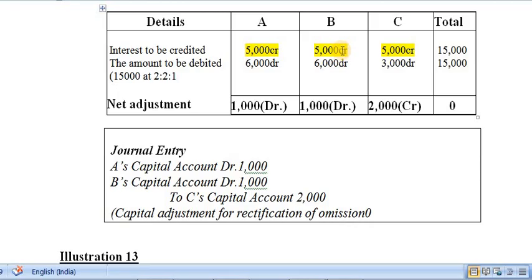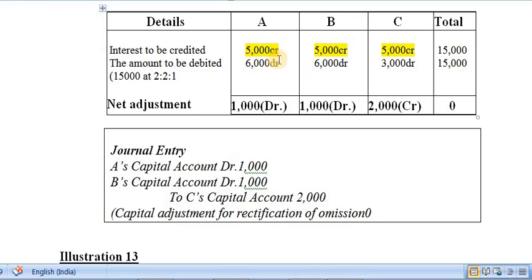We are just taking back the profit already distributed in the old profit sharing ratio. There is only one profit sharing ratio. Taken back means debit, that is the point you have to remember. How do you take back money? By debiting the capital. How do you give to the partner? By crediting. So we forgot to give them interest on capital, so we are taking back what is distributed and redistributing it as interest on capital. So take back, debit, give credit.